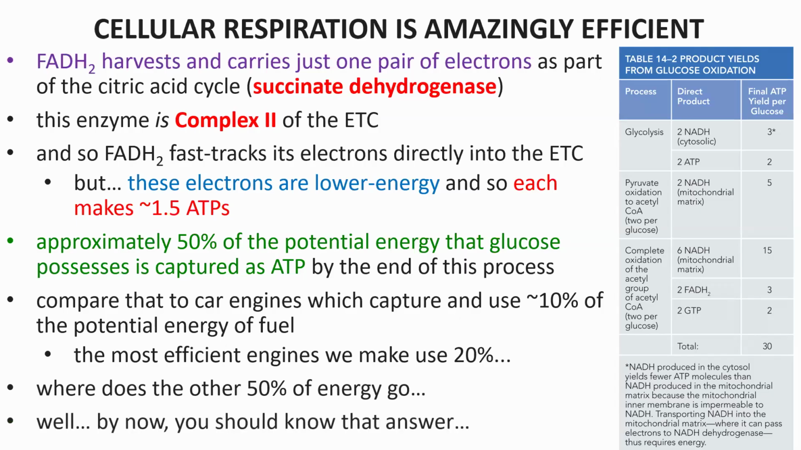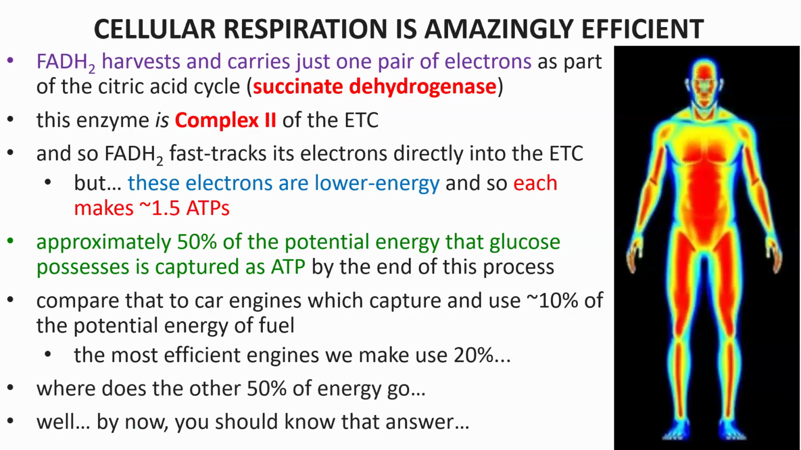Well, it's sincerely my hope that by now in this course you should know the answer to that. The other 50% of energy from glucose that we were unable to capture and use to make ATP, well, that's why we're running at 98 degrees Fahrenheit. That's why we're running at 37 degrees centigrade. That's why we are so hot as a species.